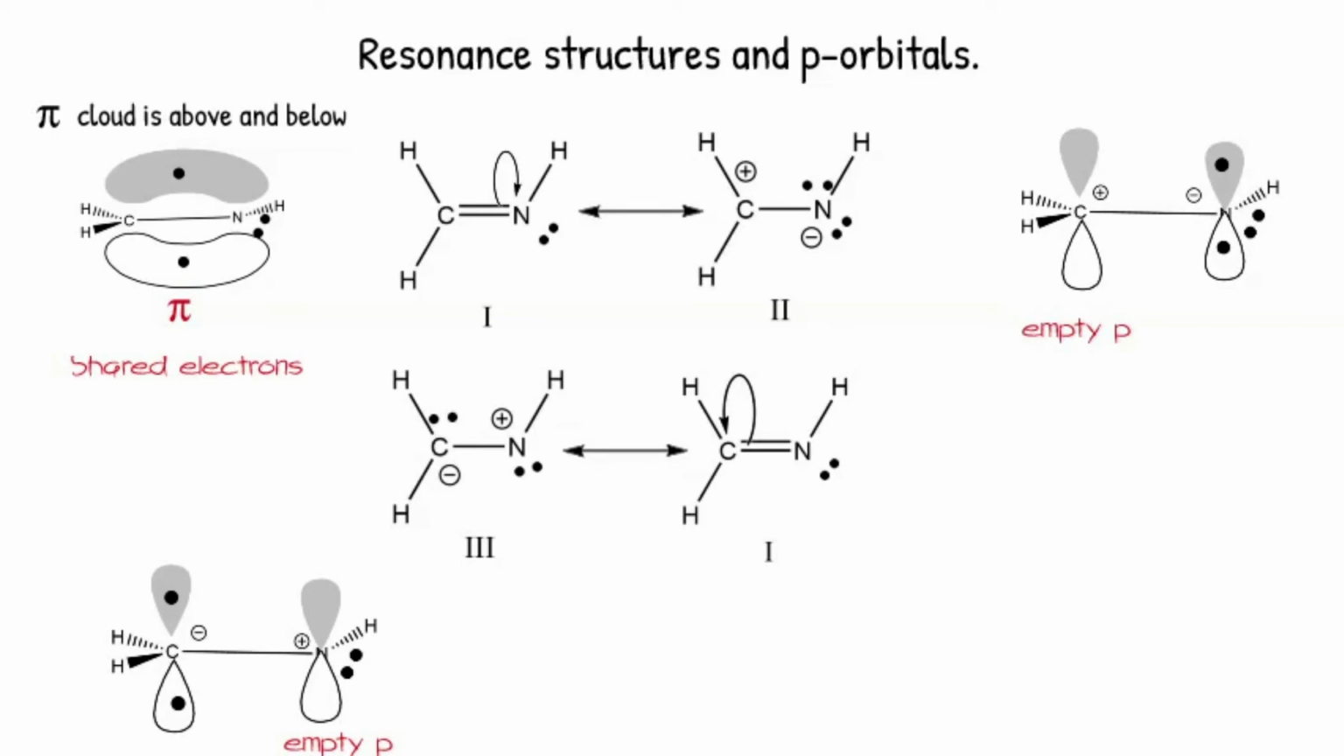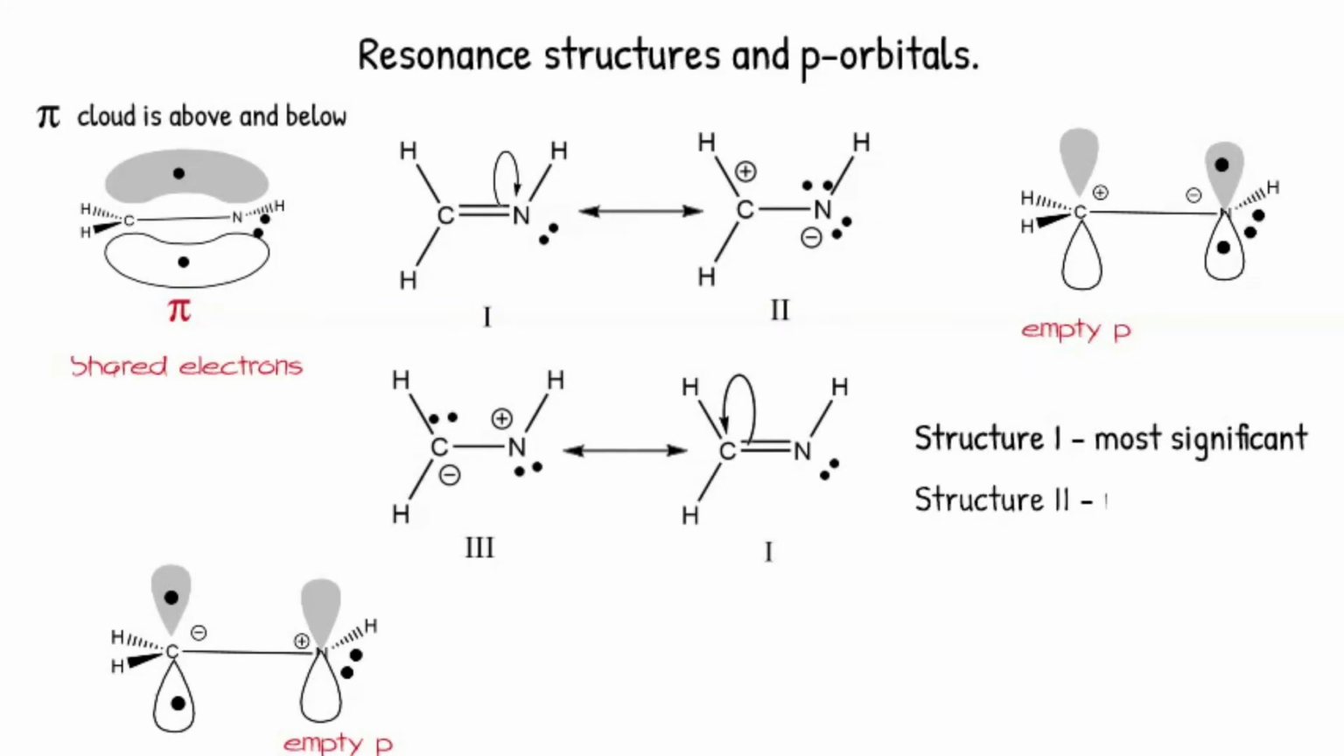In summary, by re-examining the resonance hybrids 1, 2, and 3, and using the order of significance from the previous page, structure 1 has a complete octet and no formal charges. This is the most significant structure.